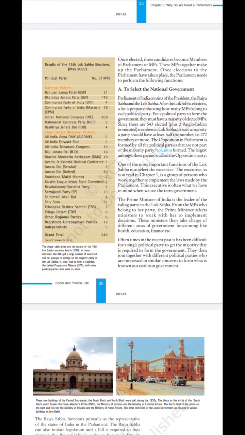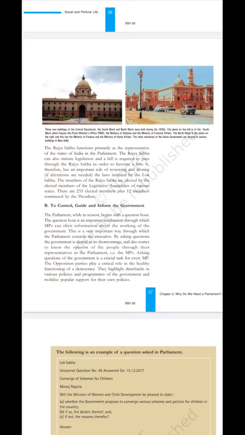Take a look at these images. These two buildings of the Central Secretariat, the South Block and North Block, were built during the 1930s. The photo on the left is of the South Block, which houses the Prime Minister's office PMO, the Ministry of Defence and the Minister of External Affairs. The North Block is the photo on the right, and this has the Minister of Finance and the Minister of Home Affairs. The other ministers of the Union government are located in various buildings in New Delhi.